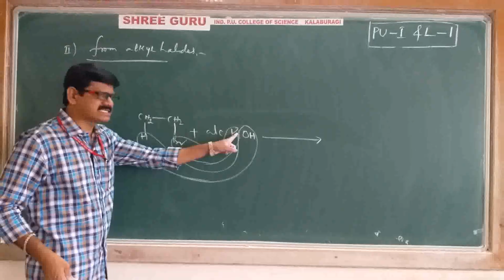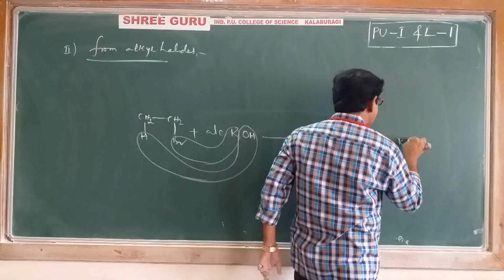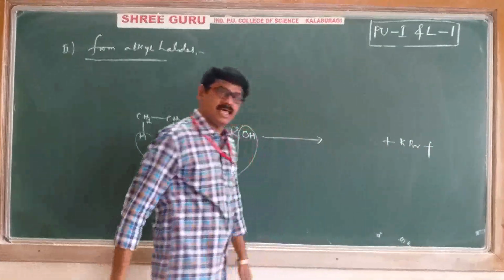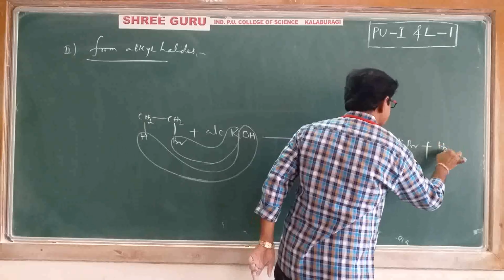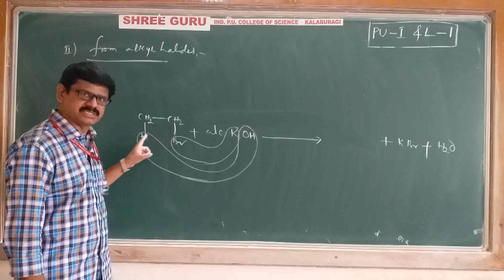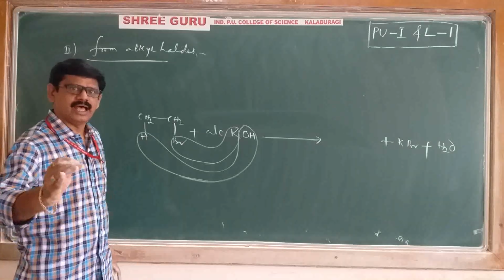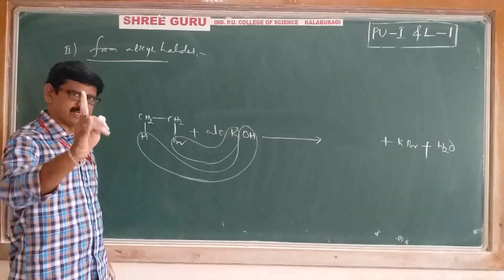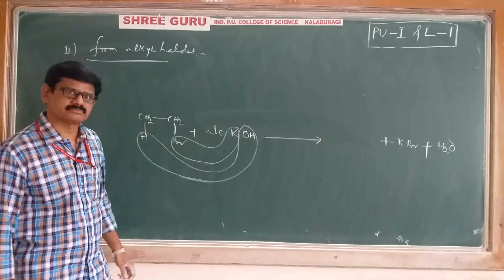Let's say byproducts, we'll write first KBr. KBr is one of the byproducts, plus another byproduct is OH and H, water. Here hydrogen and halogen are eliminated. That's why this method is called dehydrohalogenation.